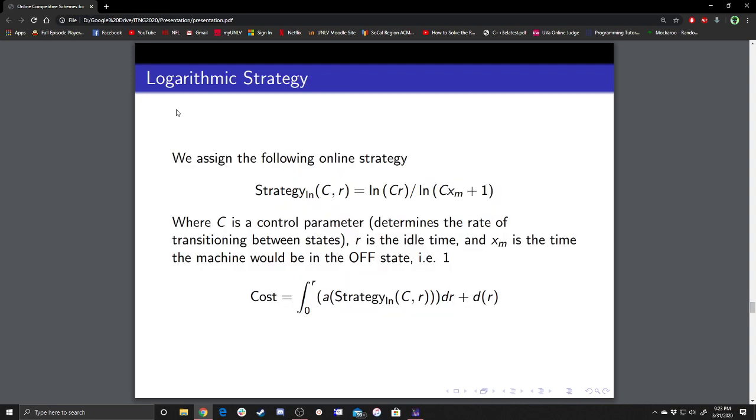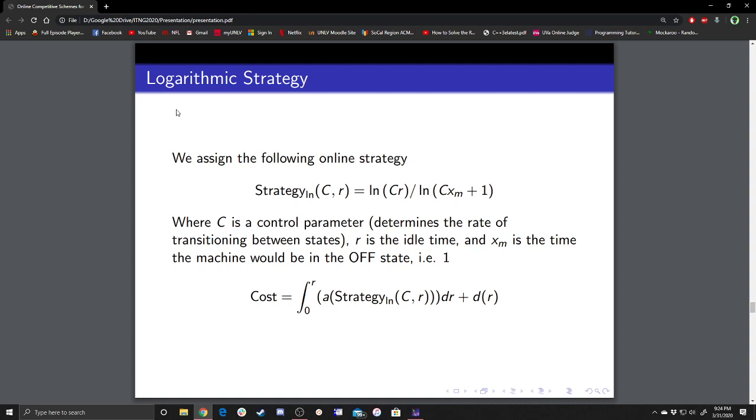And then we're going to apply a few different strategies for this online algorithm. We're first going to apply this logarithmic curve to determine and pick states. We're going to use this logarithmic strategy to determine what state to be in after R units of time. C in this case is just some control parameter, R will be our wait time, and X of M is basically our threshold. In this case, it's going to be 1. We can compute the cost by taking the integral of that curve and then applying the power-up cost at the very end.